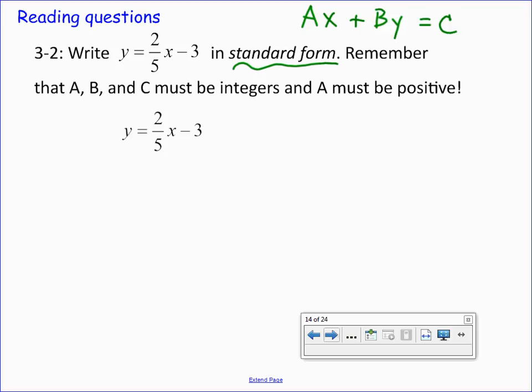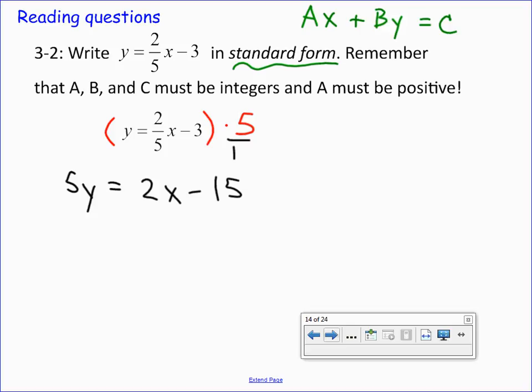Positive a. So what do we do? Well, if a, b, and c have to be integers, then we've got to get rid of the fractions. Just like last unit, when you solved equations involving fractions, one thing we can do to clear the fractions in one fell swoop is multiply everything by the least common denominator. So if we multiply both sides by 5/1, we can clear the fractions in one fell swoop. So 5 times y is 5y equals 5 times 2/5 x is 2x minus 5 times 3 is 15. Check it out. In one step, we've gotten rid of the fractions.